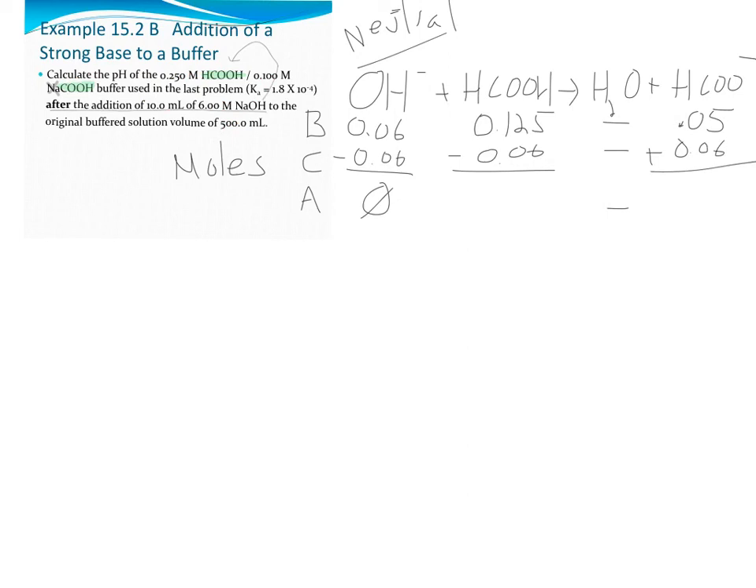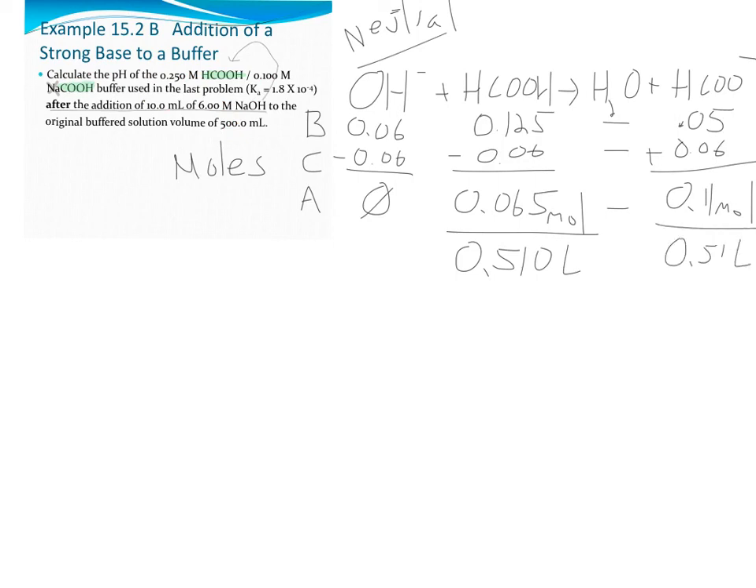Okay, so my formic acid is now 0.065 moles, not molar, just moles, and then my conjugate is 0.11 moles. Now we need to get these into molarities, so we have 510 milliliters, so 0.51 liters. And here at the leftover, we have none of this left. The sodium hydroxide is gone.